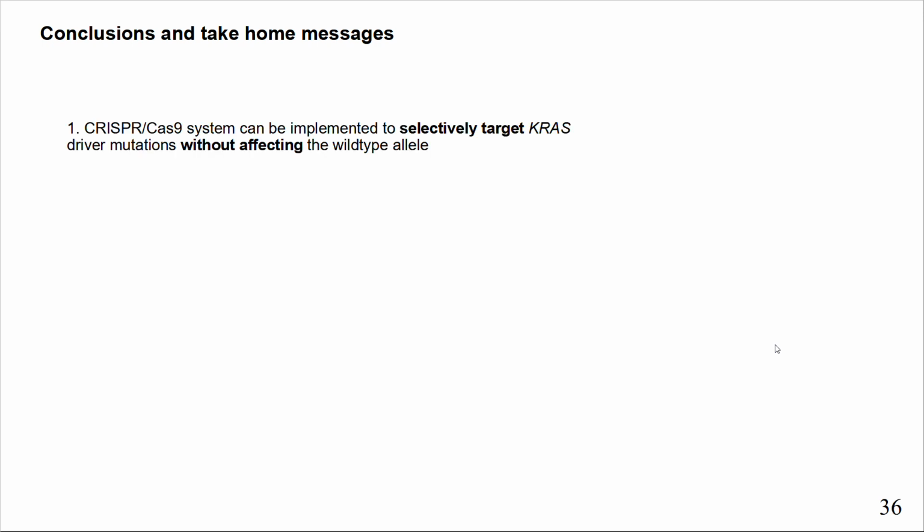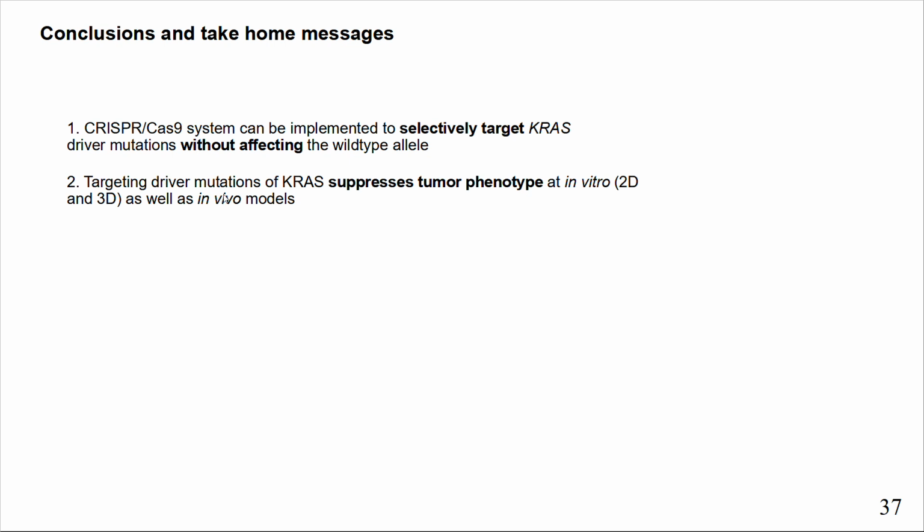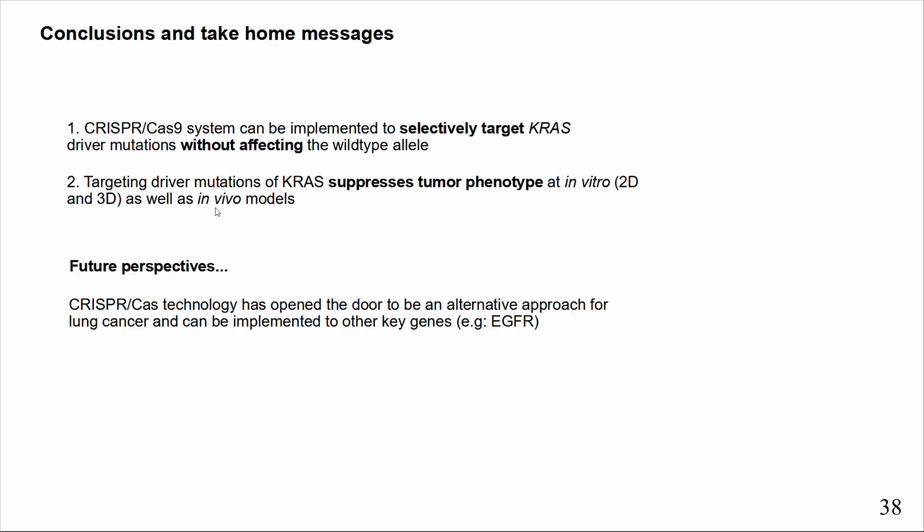And finally, as a conclusion and take-home messages, I would like to say that the CRISPR-Cas9 system can be implemented to selectively target KRAS driver mutations without affecting the wild-type allele. Targeting driver mutations of KRAS suppresses tumor phenotype in in vitro and in vivo models. As future perspectives, CRISPR-Cas technology has opened the door to be an alternative approach for lung cancer and even for any other cancer, and can be implemented for other key genes such as EGFR.